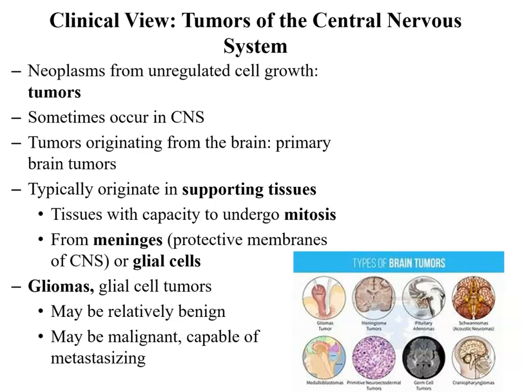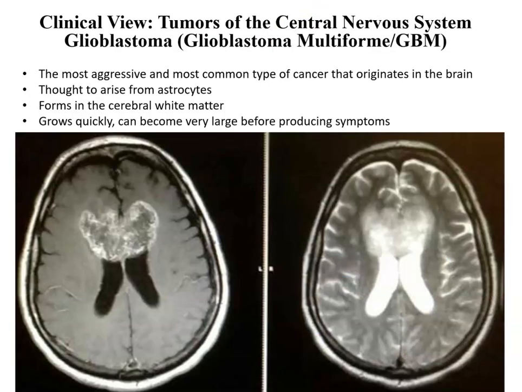So they're going to come from the glial cells, tissues with the capacity to undergo mitosis. They can also come from the meninges, which are the protective membranes of the CNS, or like I said, the glial cells. Gliomas are glial cell tumors, and these may be relatively benign, but they can be malignant and capable of metastasizing. And one of the gliomas I want to talk to you about is glioblastoma.